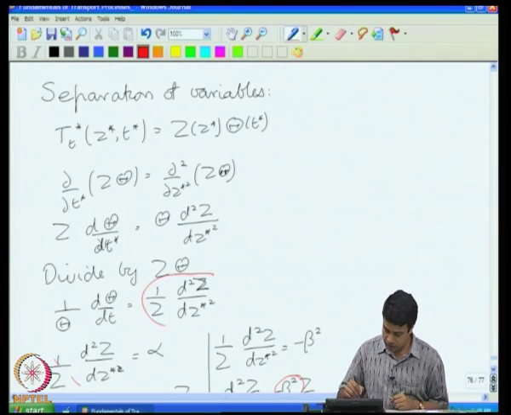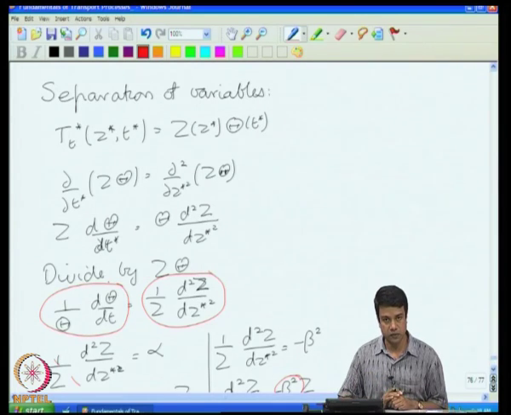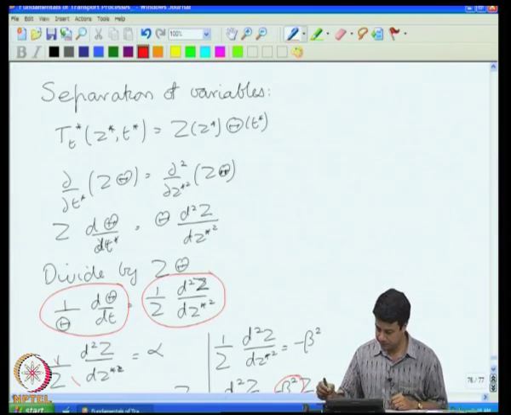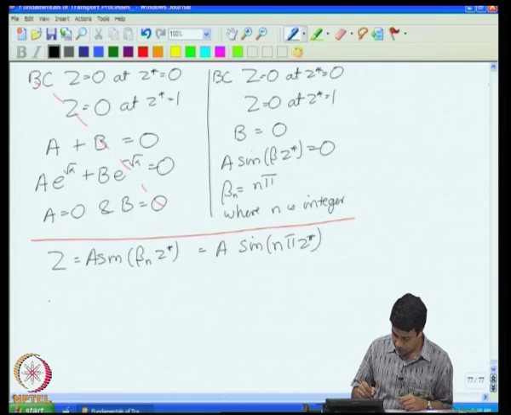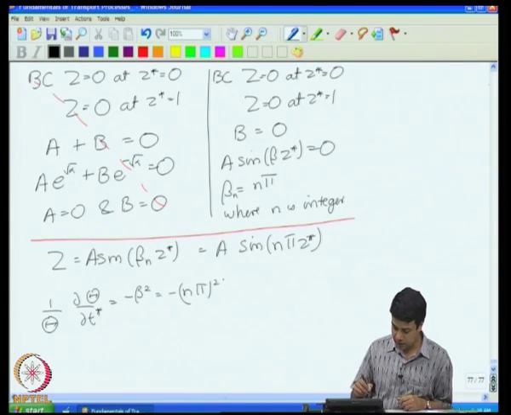So, this was equal to minus beta square. So, this is also equal to minus beta square. Okay. So, therefore, I can solve for the second part of the equation. 1 by theta d theta by dt is equal to minus beta square, okay, which is minus n pi the whole square.